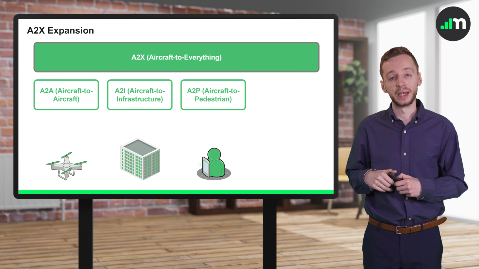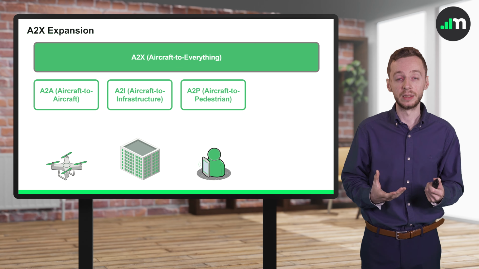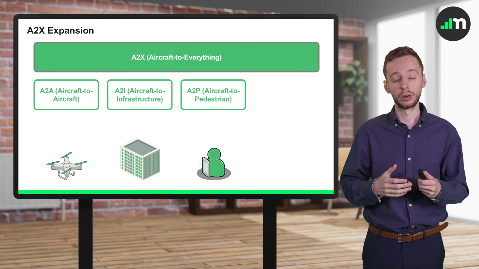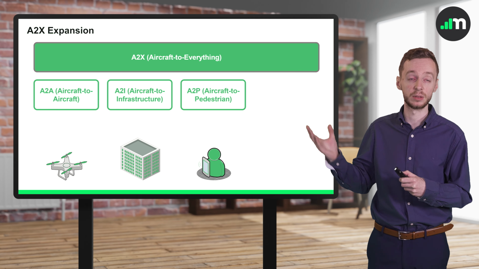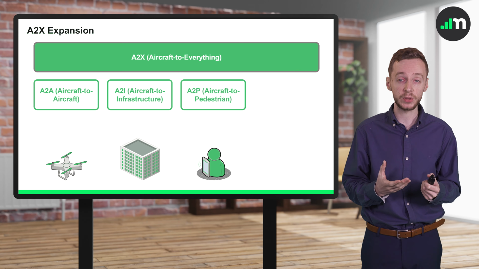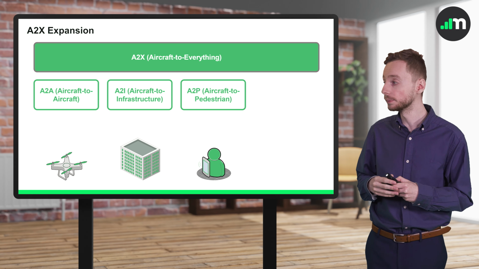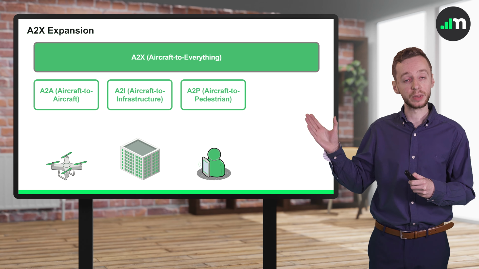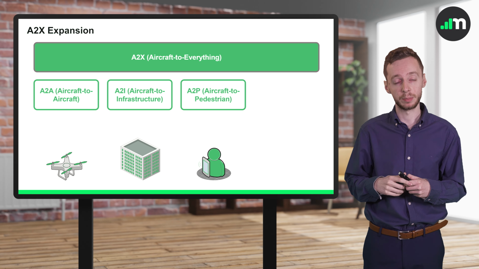Next, we've got A2P. Now, A2P can cover two different domains. A2P, which is aircraft to pedestrian, can cover safety-based information. So it can provide warnings to pedestrians about aircraft which are too close or UAVs which are too close. It can also support the UAV side of collision detection as well. But it can also be used for providing a specific service to this pedestrian.